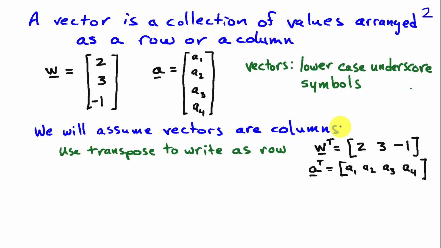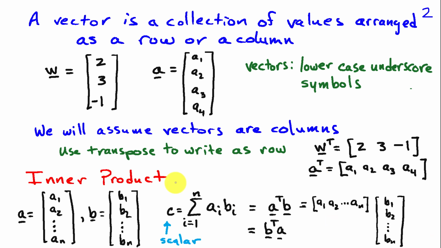Now, sometimes we need to work with rows, and the way we'll denote that is to use the transpose operation. Now recall that when you take the transpose, you interchange the rows and the columns. And in the case of a vector, if I take the transpose of a column, that rewrites it as a row, as I've indicated here with w transpose and a transpose. Now it's just easier in terms of notation if one looks at a vector and you mentally think of that's always going to be a column.